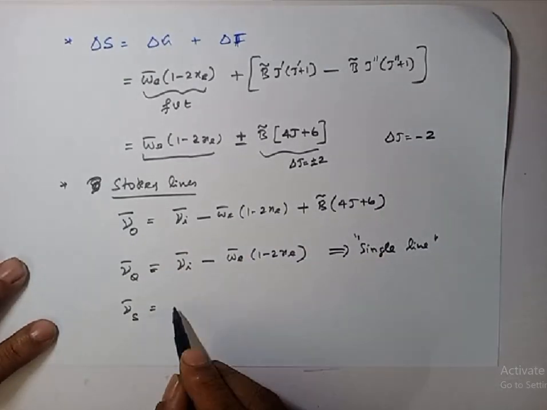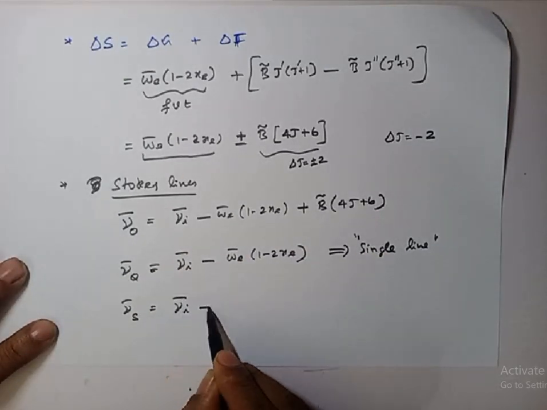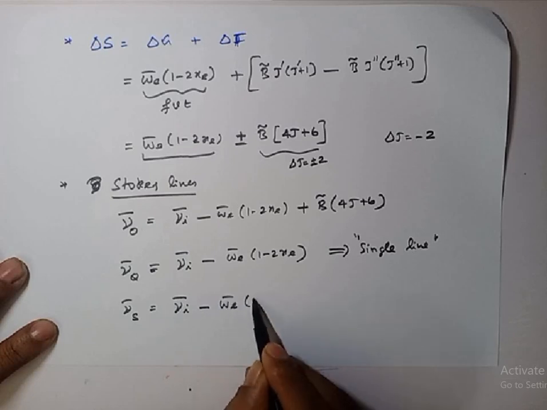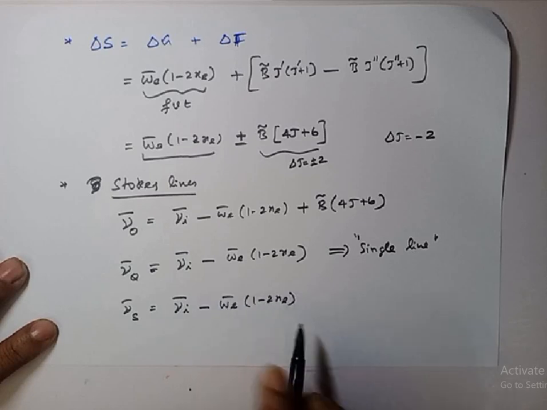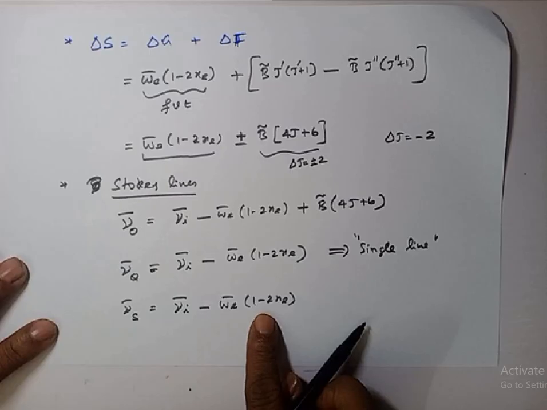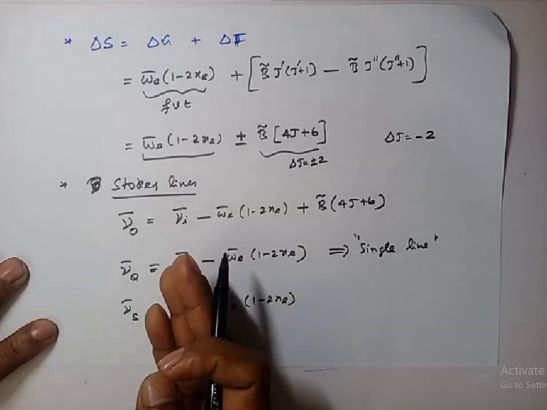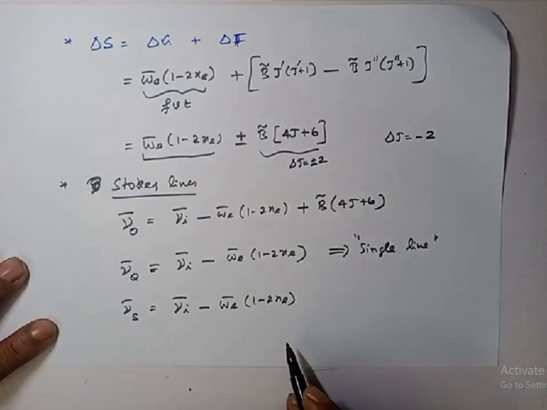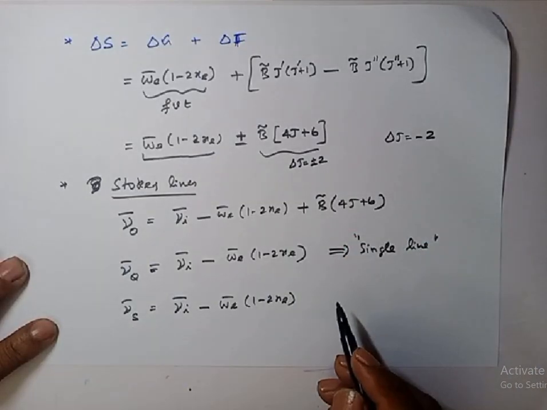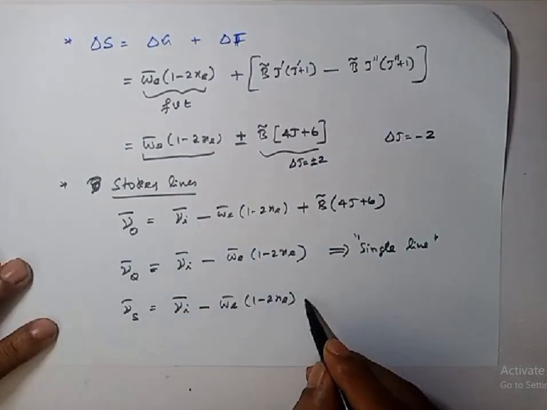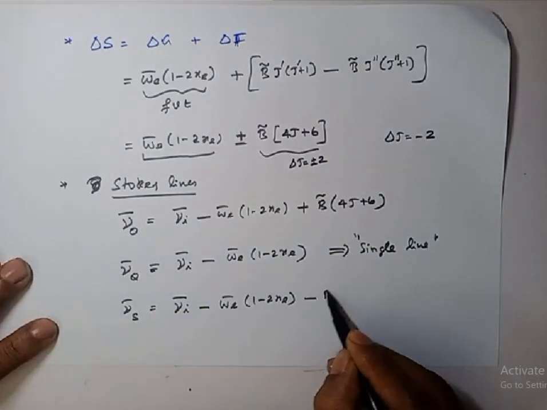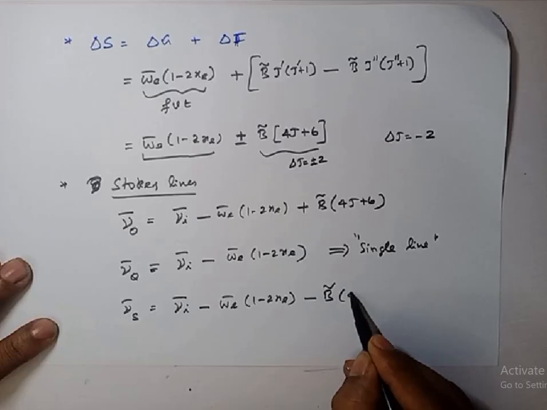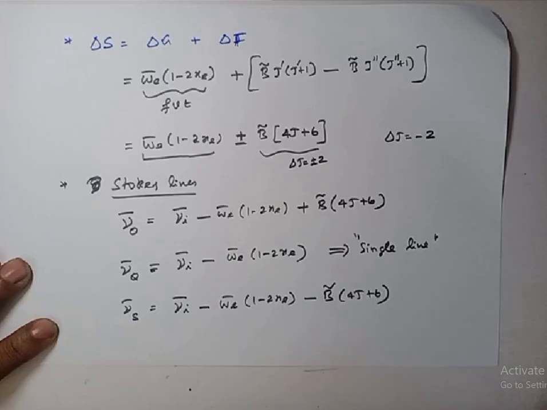What about S branch? For S branch, nu i bar minus omega e bar into 1 minus 2xe. This is for vibrational transition. S branch line will appear in the lower frequency side because delta J is plus 2. For S branch, delta J is plus 2, right? And you have to subtract. So minus B into 4J plus 6. Okay, take it.